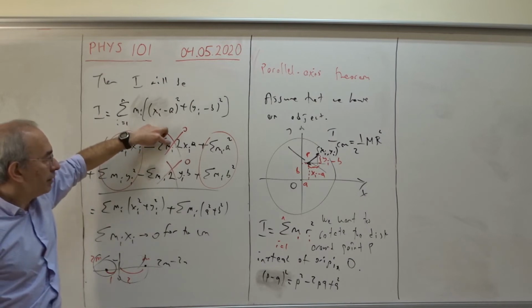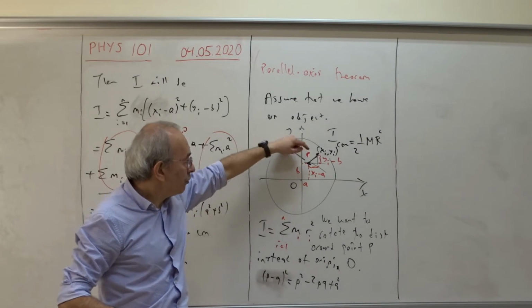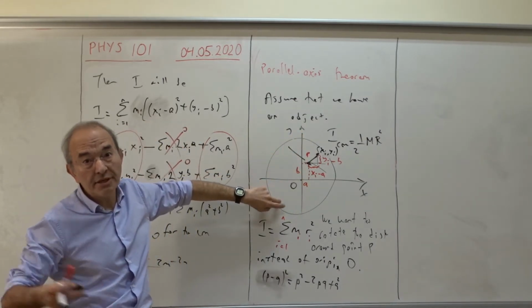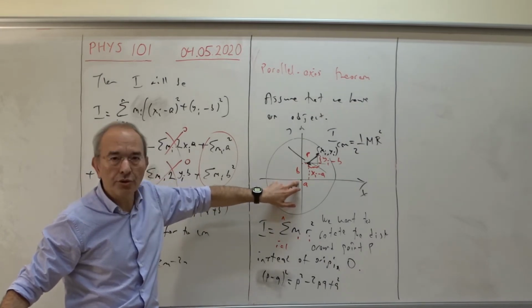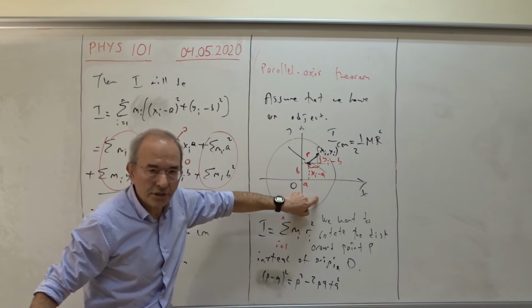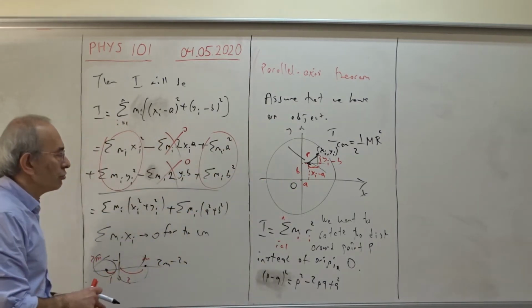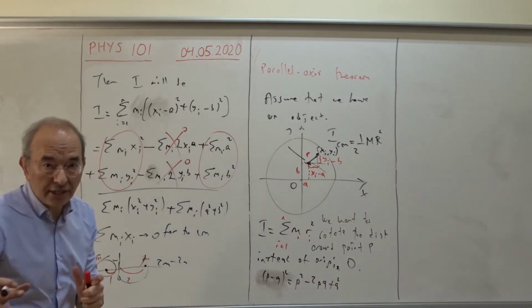So mi may be this point or any other point. This one has a corresponding mi symmetrically opposite with respect to the origin. This mi also has a similar symmetric point, etc. So they cancel. Similarly in the y terms also. So these terms are 0, and we arrive at that final result.